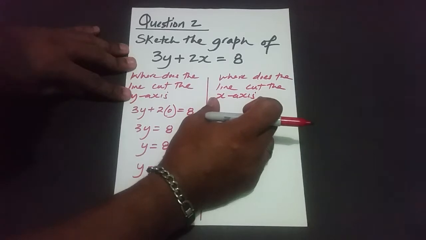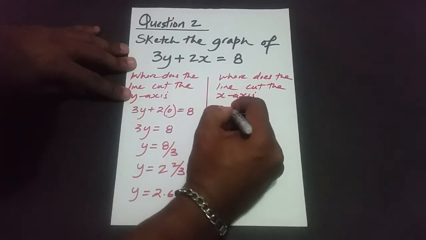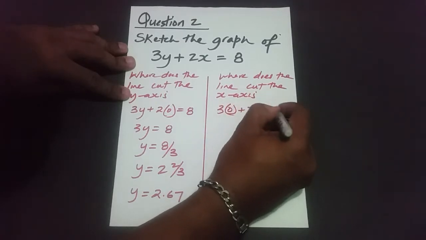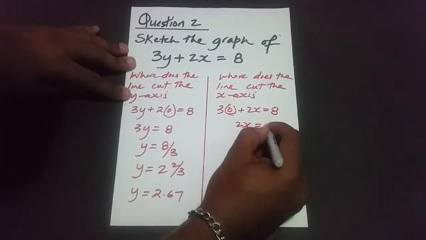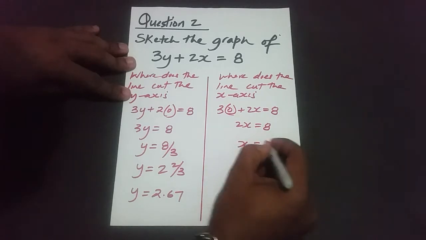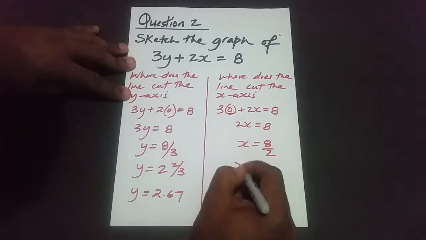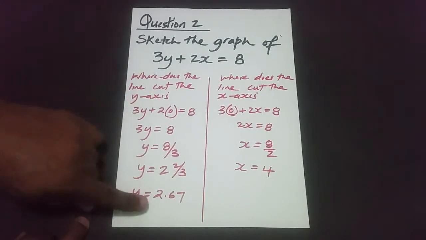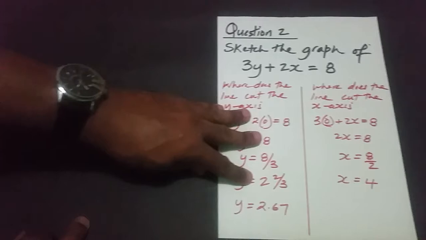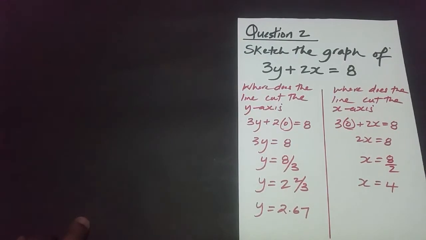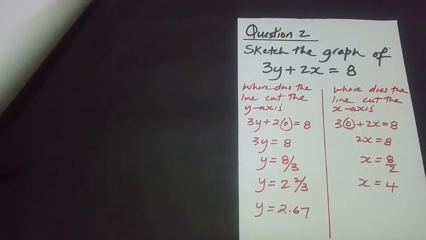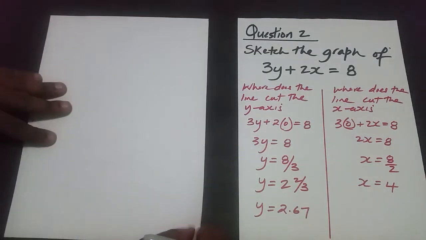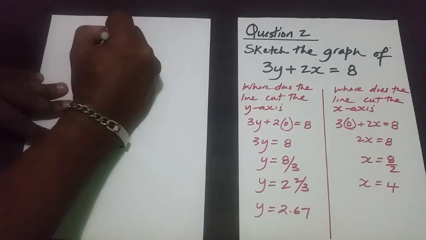And when it cuts the x-axis, the value of y is 0. So I'll insert 0 for y there, and I'll simply solve for x. So this is going to be 2x equals 8. So x is going to be equal to 8 divided by 2, and x is going to be equal to 4. So now I know where the graph is going to cut the y-axis and the x-axis, I can go ahead and do the sketch of this graph. So it's pretty simple whenever you're doing a sketch of a linear equation. So, sketch.